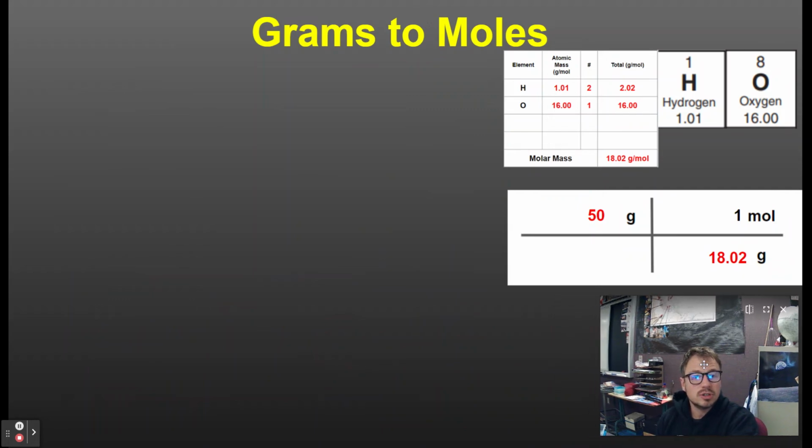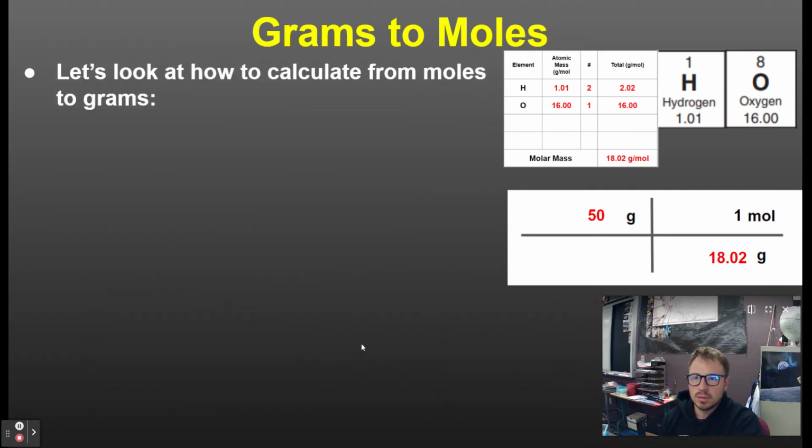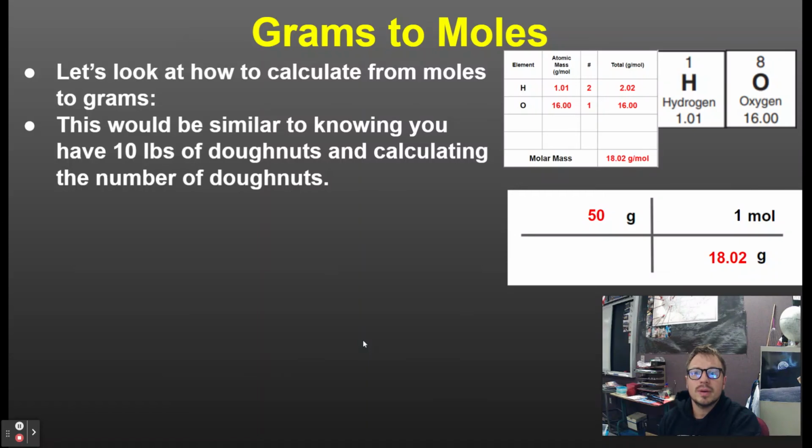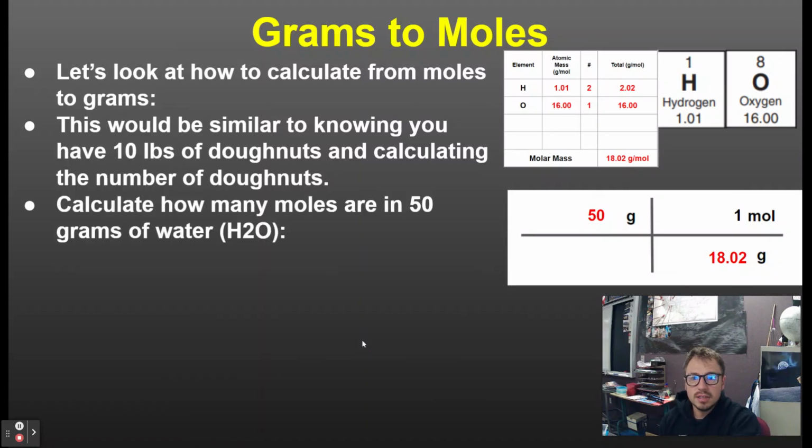Now let's take a look at a trickier one. We're going from grams to moles. So this would be similar to knowing that you have 10 pounds of donuts and calculating the number of donuts. Calculate how many moles are in 50 grams of water.